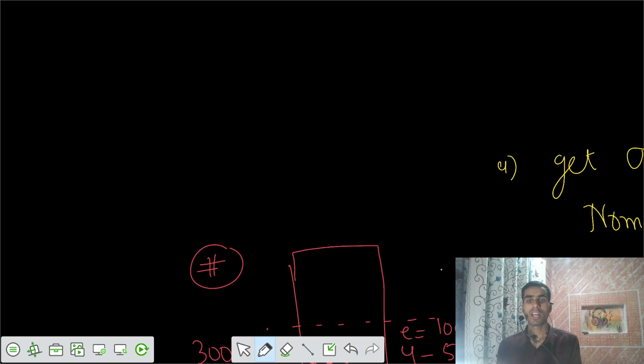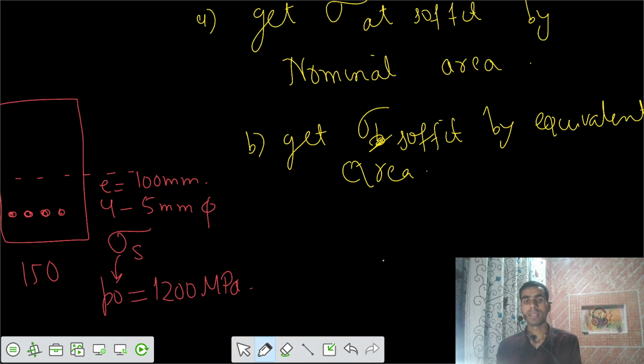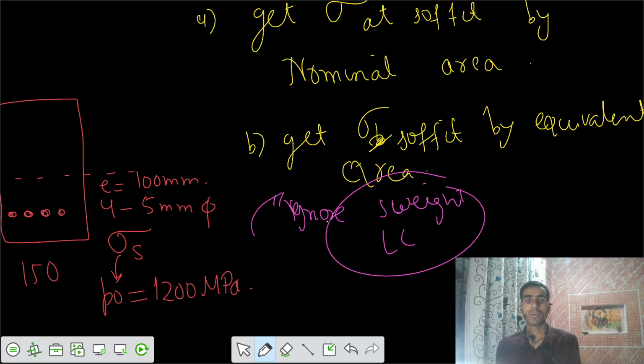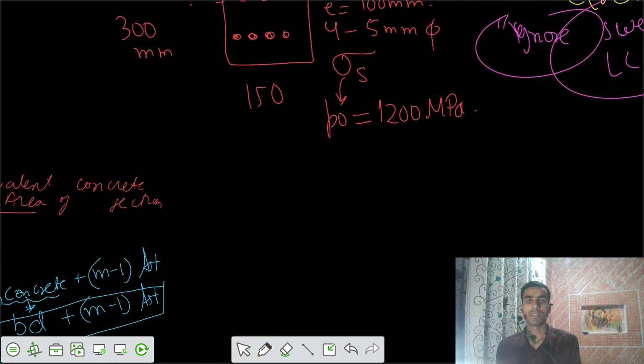So if I take that, the question also mentions that you have to ignore the self weight and live load. Let's ignore self weight and live load. Ignore these effects. You just calculate the stresses based on the eccentricity of the load P.